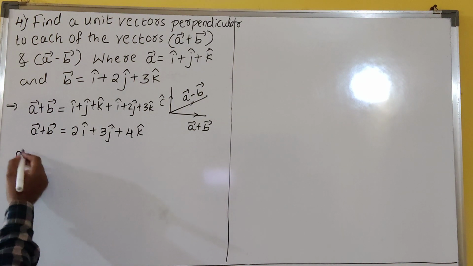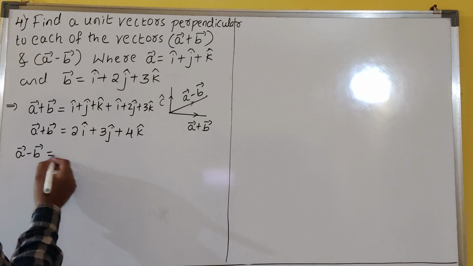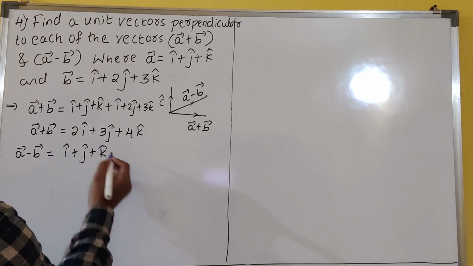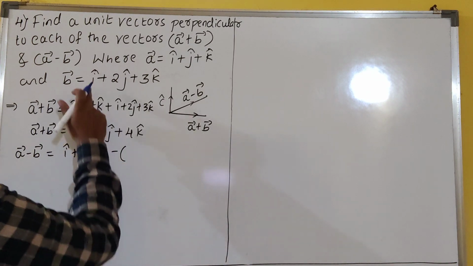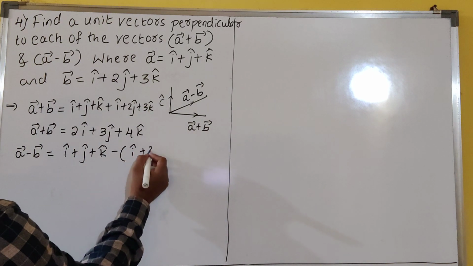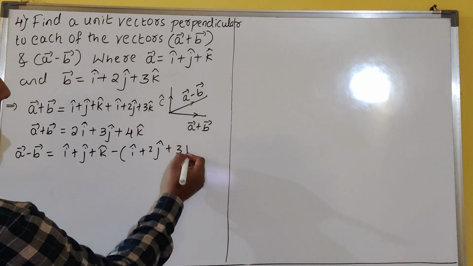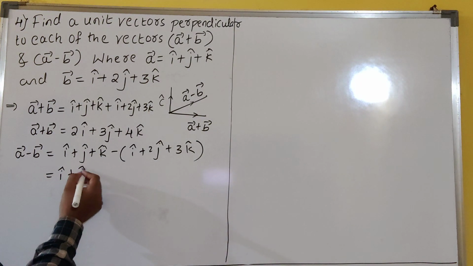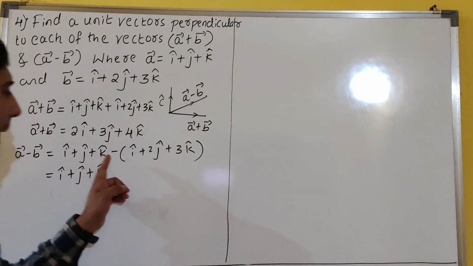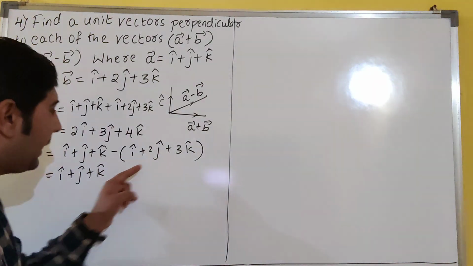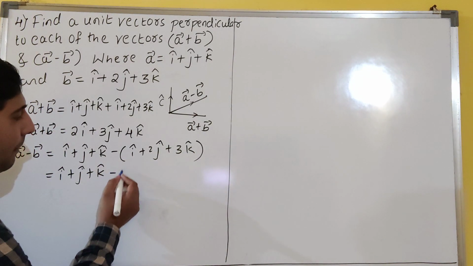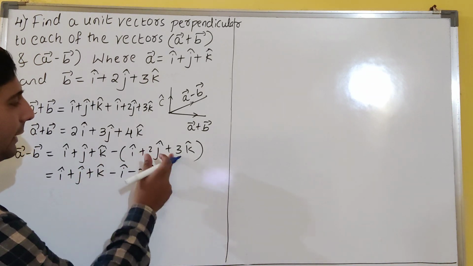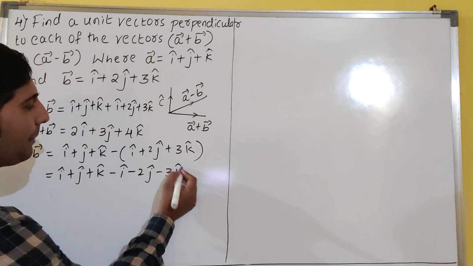Now let us find A minus B, dear students. A minus B means A is i cap plus j cap plus k cap, and minus B means minus of i cap plus 2j cap plus 3k cap, dear students. Clear? Minus sign you take inside. Here you see minus is there. Minus sign I will take inside: minus into i cap is minus i cap, minus into plus is minus 2j cap, minus into plus is minus 3k cap, dear students.